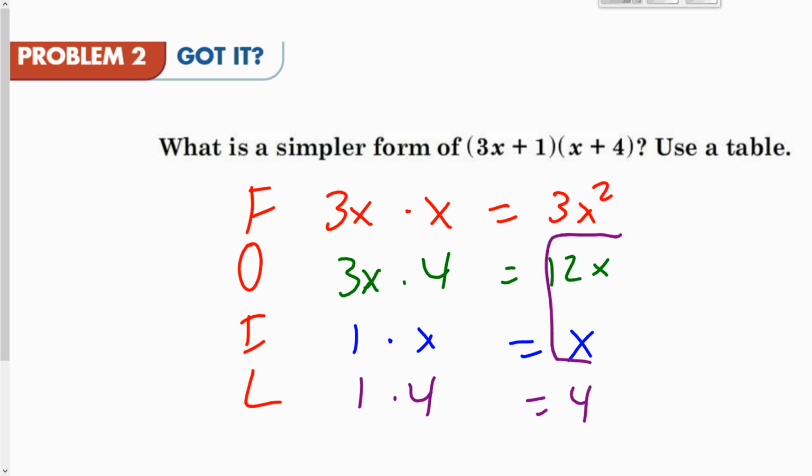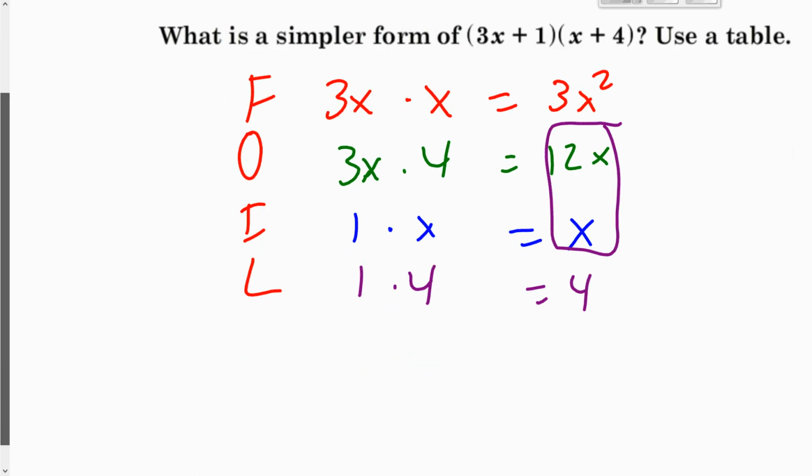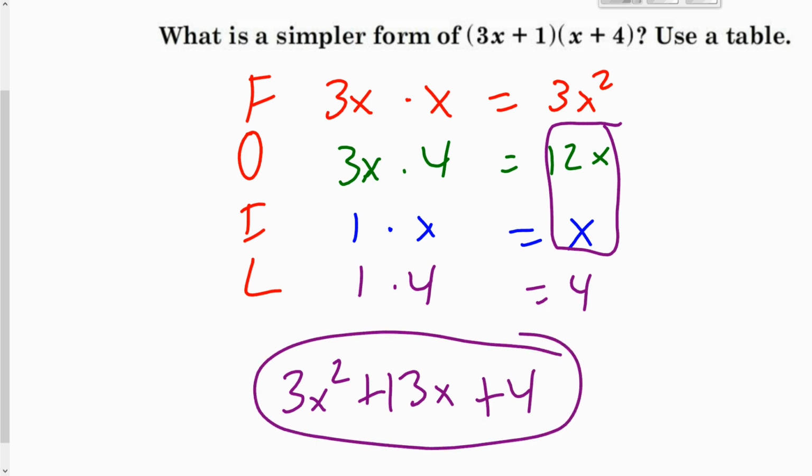Again, we can combine these because they both have x's, so 12x plus another x is 13x. We have our 3x squared. It's a positive 13x, so put a plus sign, and it's a positive 4, so put a plus sign. There's our trinomial.